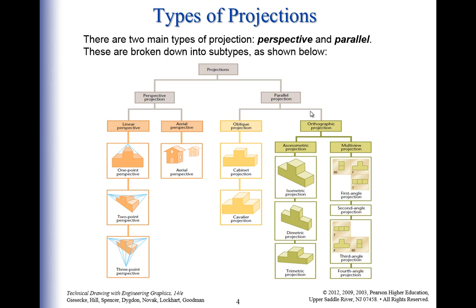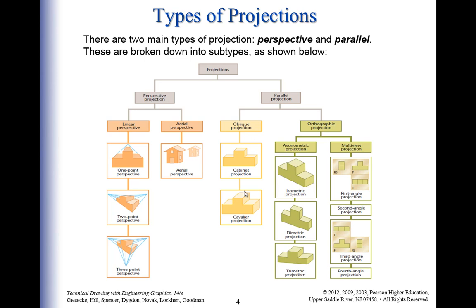On the right hand side of the parallel projection you have orthographic projection, which is your multi-view. We've done this in third angle. We've actually even drawn in first angle at the beginning of the semester. You have axonometric projection. We've done isometric and diametric, and we're going to come up here now and go down the other road, which is the oblique projection. Now in obliques you have two.